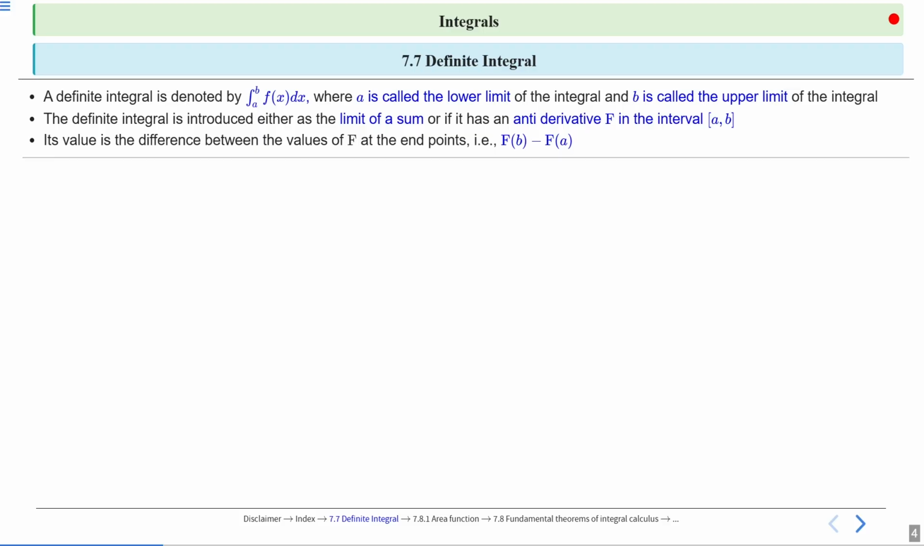So if we want to calculate a definite integral, at first we have to find the antiderivative. For this, we have to integrate the function f(x) as we do in indefinite integral, and then just find the value of capital F(b) minus F(a). Okay.